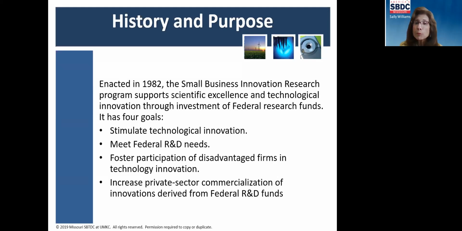And it's also to foster the participation of disadvantaged firms in technology innovation. So if you are located in a HUBZone, if you are minority owned, women owned, if you're a disabled veteran, all those groups, you actually have a priority of being funded by an SBIR or an STTR grant. When you fill out an application, there are spaces where you note that, and you want to make sure to note that on your application if you're in one of those groups, because again, you get priority in being selected for an SBIR grant.